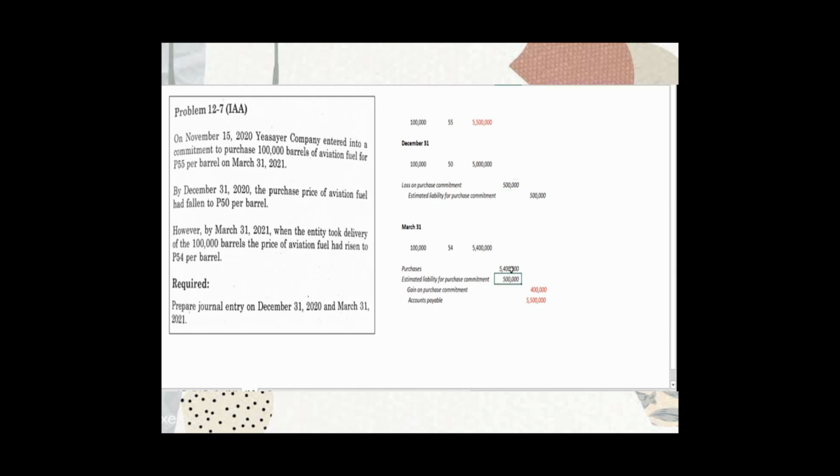So, ang accounts payable is, sure yan, nababayaran at 5,500,000. Then, ngayon, nagkakaroon ng gain na 400,000, kasi from 5 million, naging 5,400,000 na lang. So, sa gain, marerecognize lang is 500,000, which is yung previous loss, then estimated liability for purchase commitments na 500,000 na nire-reverse, then 5,400,000 ang purchases. So, ganyan ang recording kapag purchase commitments.